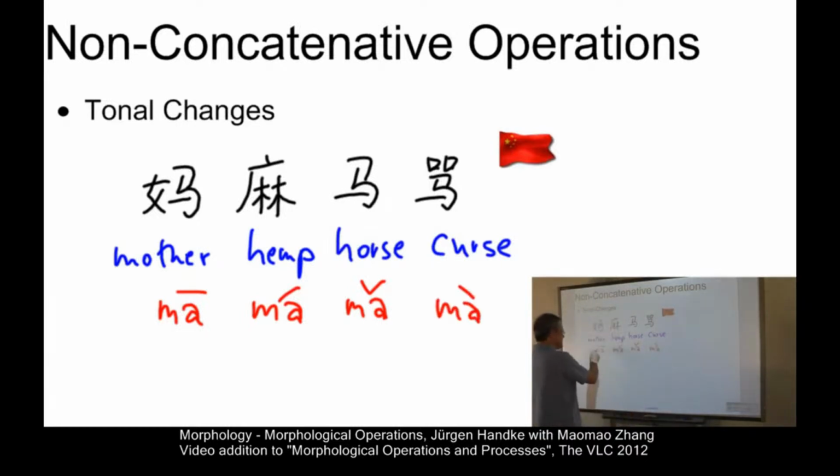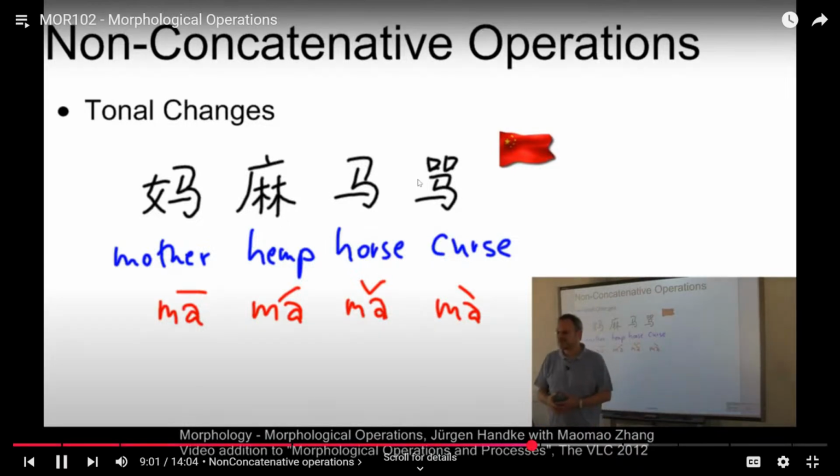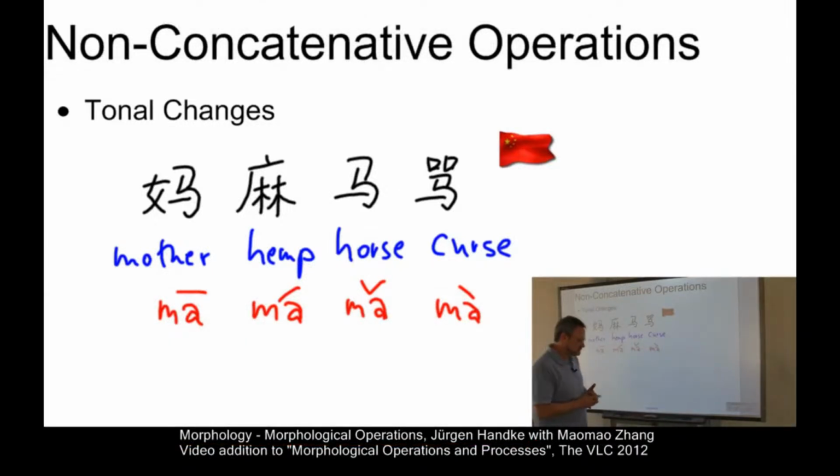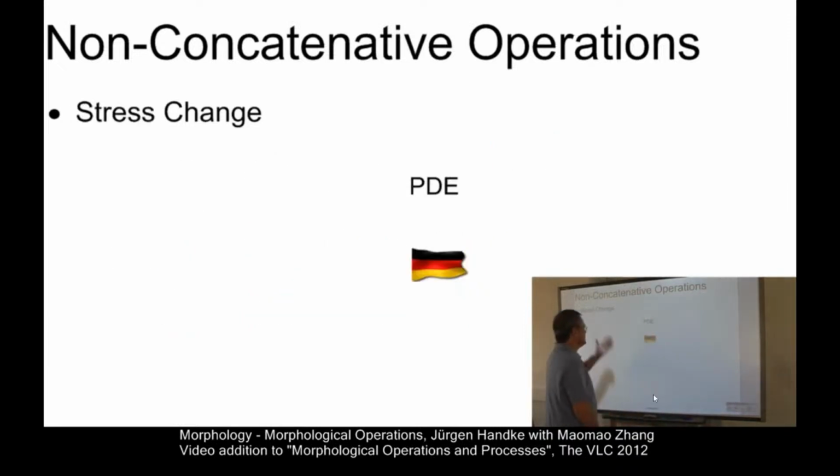So let me repeat that. Ma, ma, ma, ma. Well, this is difficult anyway, but you can see here the problem of the tonal analysis. In fact, one of the most well-known non-concatenative operations in morphology. Now, let's look at another operation, stress change.